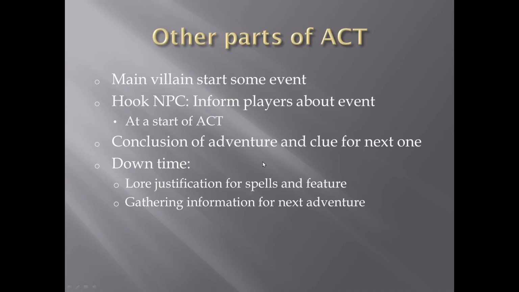And then there is a downtime. This is basically a period between 2 adventures. Usually I use it for lore justification for spells and features. So basically when a player levels up, there are new spells and new features that he will receive on the new level, and now he can use this downtime to give a lore justification for those spells and features. Also, this is the time period when players can gather new information for the next adventure.